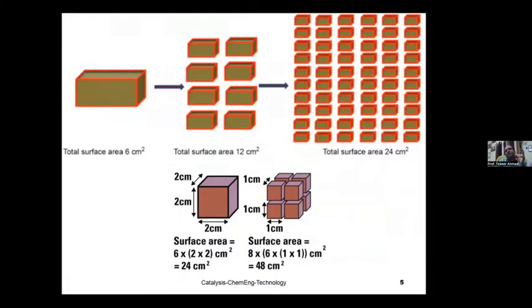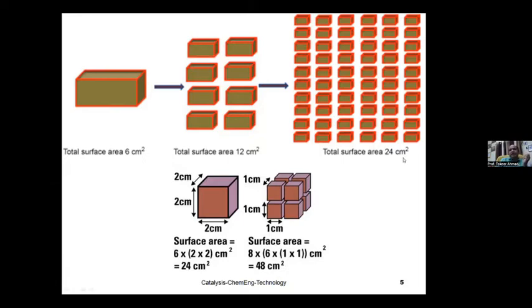So this is the mathematical concept of how the surface area increases when we reduce the size of the objects. So this is the example. For example, if you have one bigger cube, its covered surface area is 6 square centimeter, and if you break this cube down into 8 smaller cubes or 64 smaller cubes, the covered surface area will increase to 12 and then 24 square centimeter.